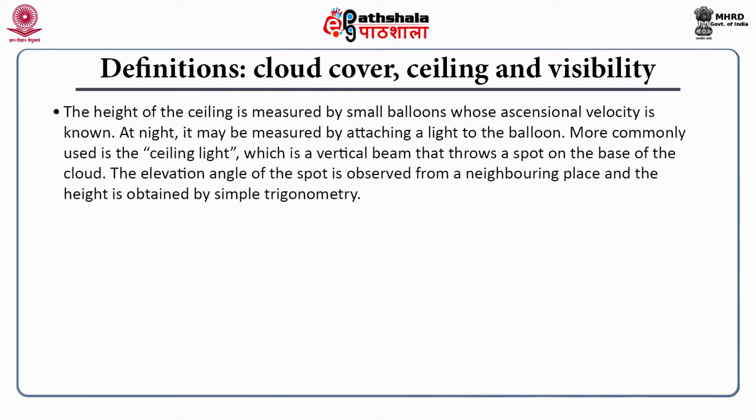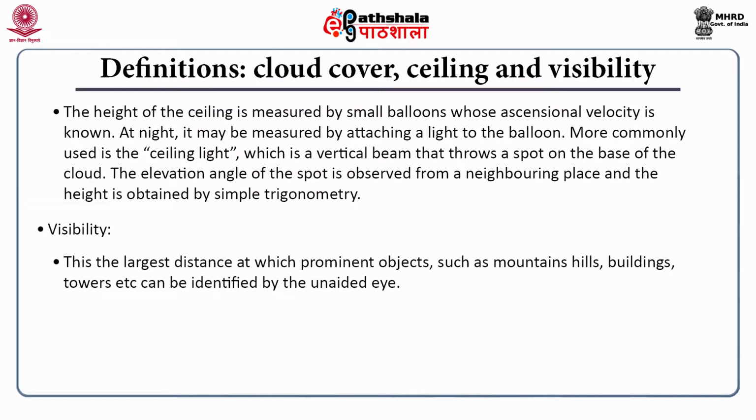The height of the ceiling is measured by small balloons whose ascensional velocity is known. At night, it may be measured by attaching a light to the balloon. More commonly used is the ceiling light, which is a vertical beam that throws a spot on the base of the cloud. The elevation angle of the spot is observed from a neighboring place and the height is obtained by simple trigonometry. Next important terminology is visibility.